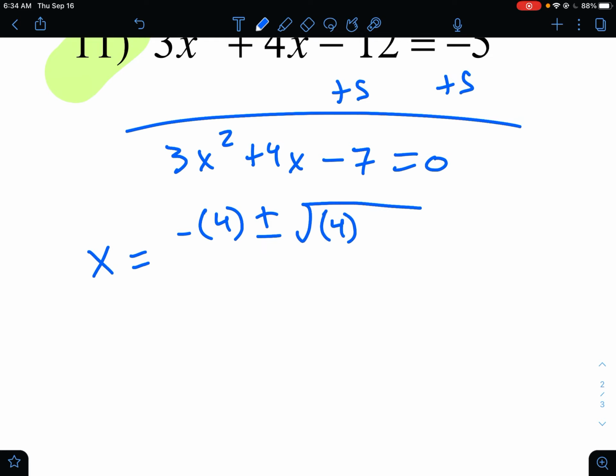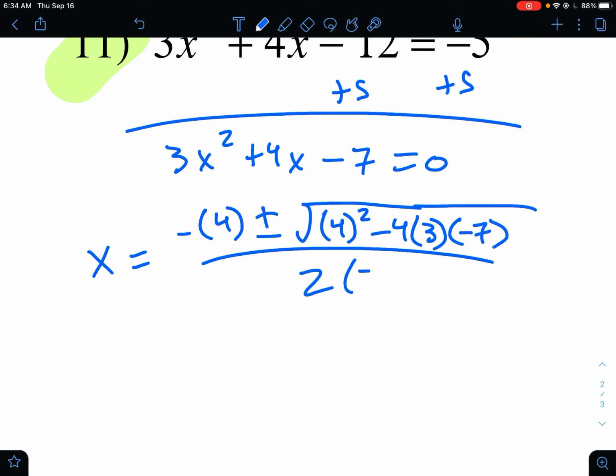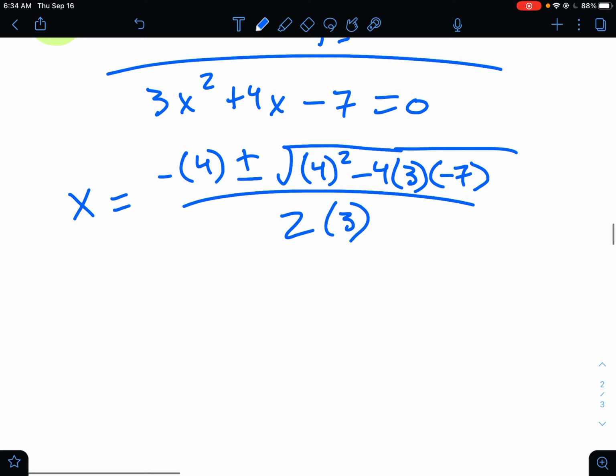Plus or minus the square root of b squared. B again is 4. Minus 4 times a. A is the coefficient on x squared. C, and C is the constant term, which is negative 7. All over 2a, and a is still 3. So those are all the numbers plugged in from our equation up here.